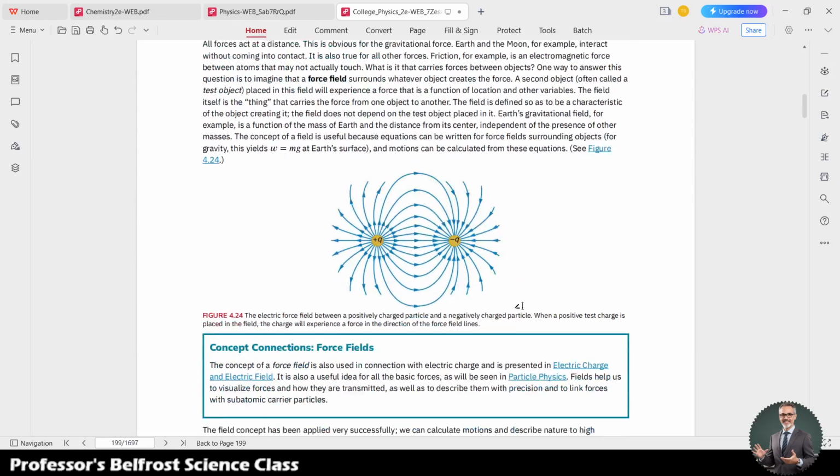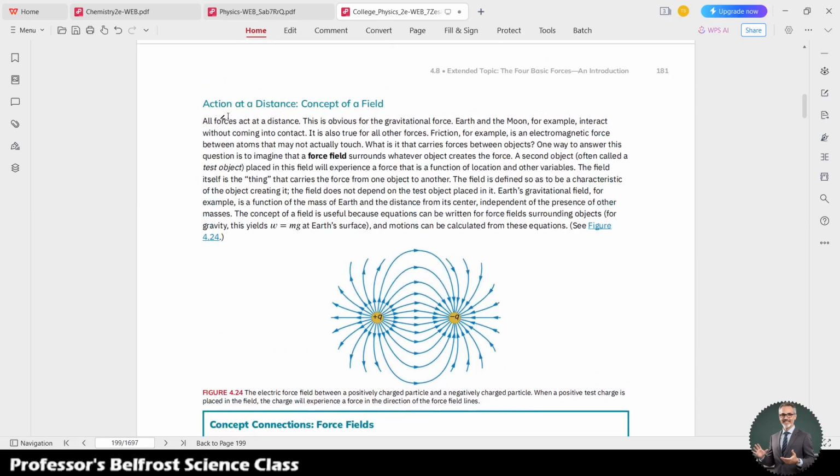Now previously we were introduced to the phrase action at a distance, and it means that we are discussing the concept of field. The concept of field is a very important thing in physics. Not all forces, but many important forces act at a distance, for example gravitational force. Friction, for example, is an electromagnetic force between atoms that may not actually touch.